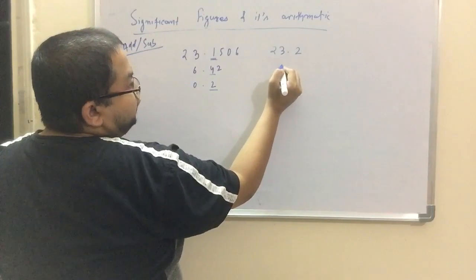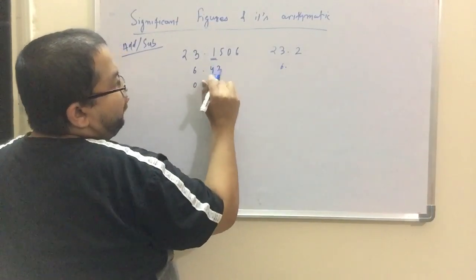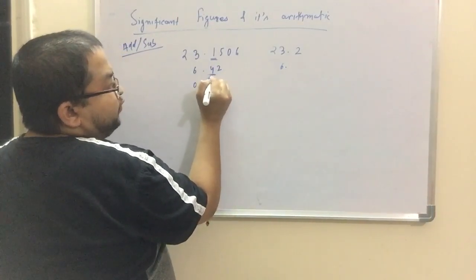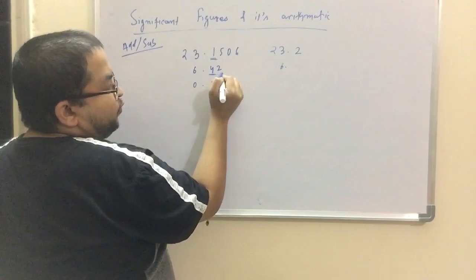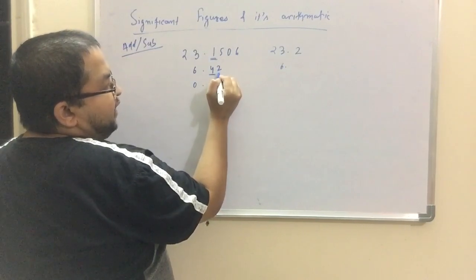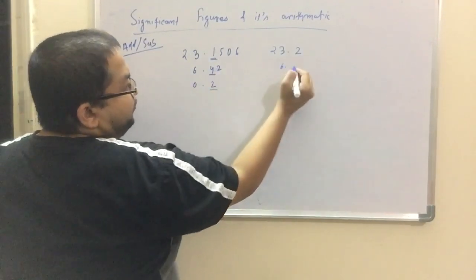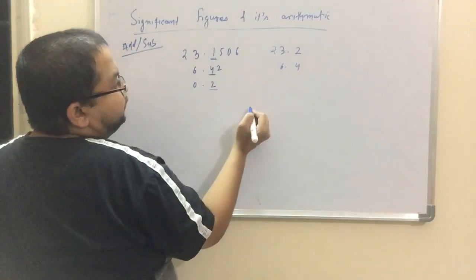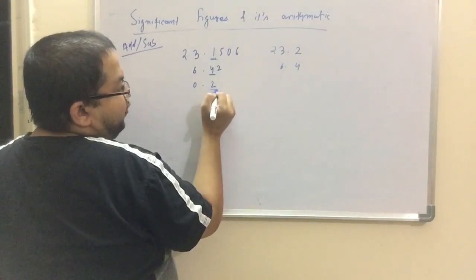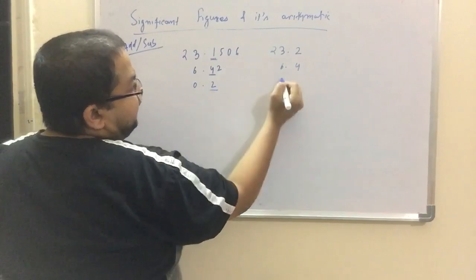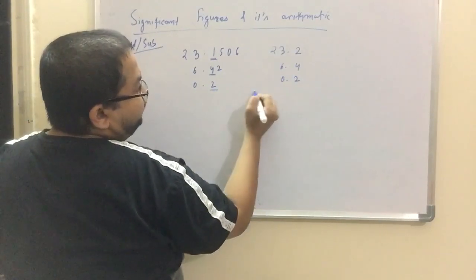Now let's go to 6.42. I need to round off here. I will first go to the next digit. This is less than 5. Less than 5 means I need to drop it, so it will be 6.4. Here I need to round off at 2, so it will be directly 0.2.